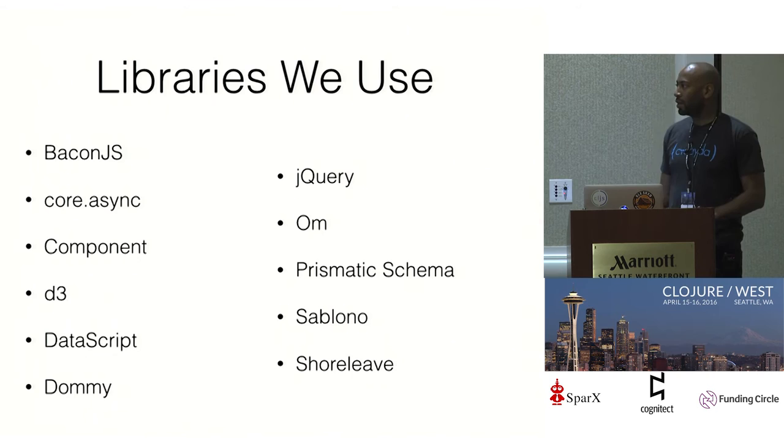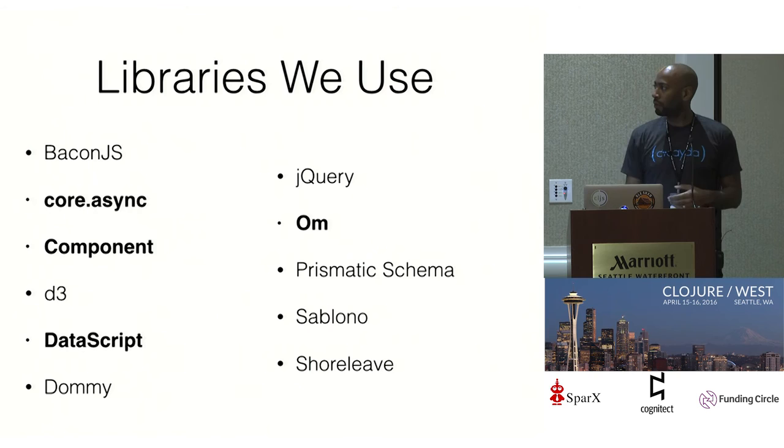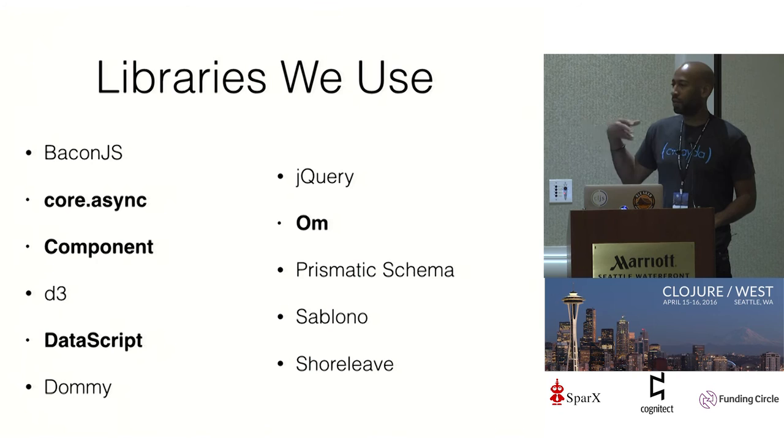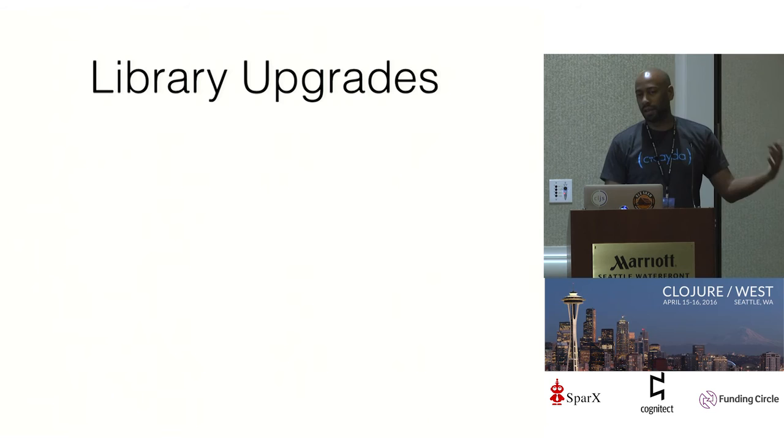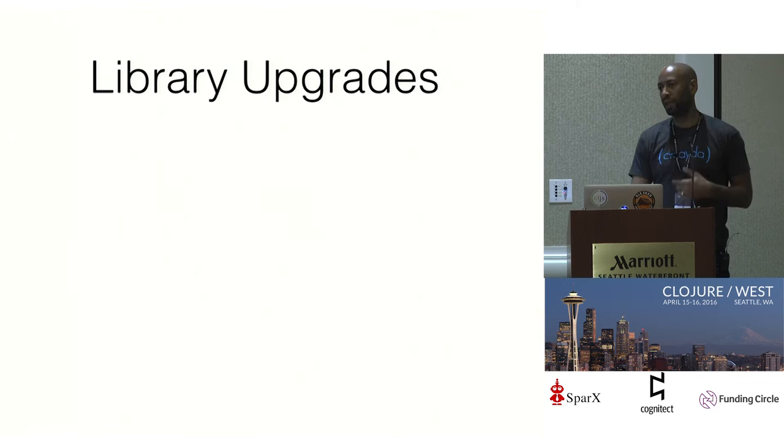And moving forward, what we'd like to be using are Core Async, Component, DataScript, and Om. So new features, old features that you end up touching again, we move into these new things, right? And so just as a walkthrough, some of the libraries that we've upgraded to or new tools that we've chosen. What has the experience been like doing those, and why did we choose those?